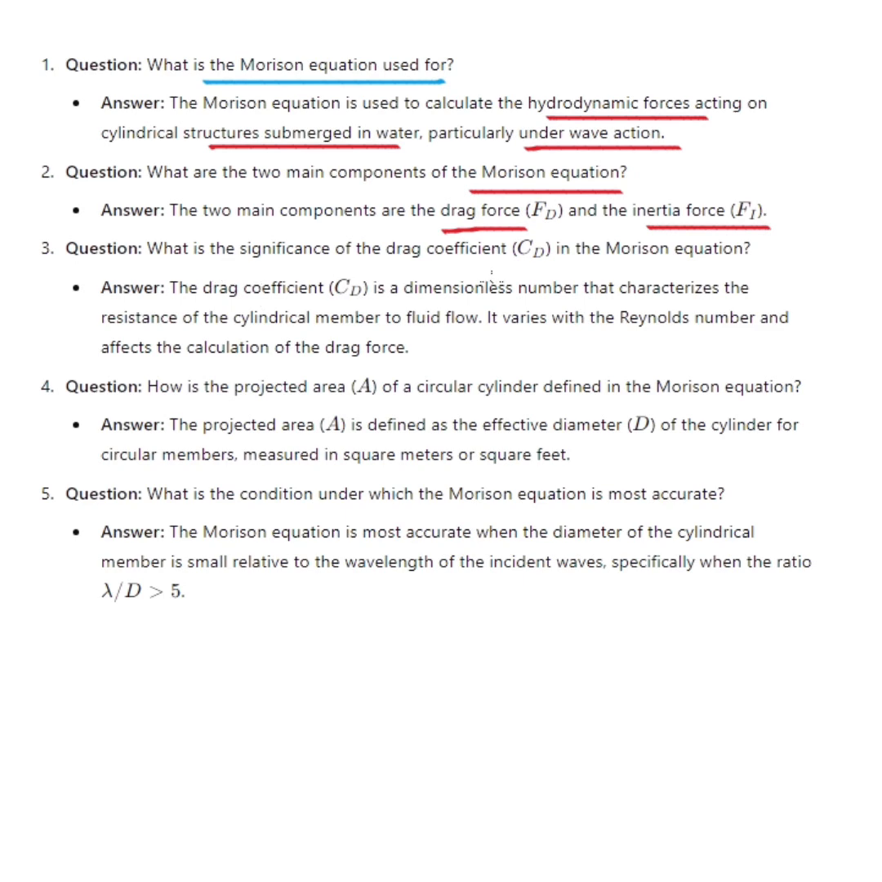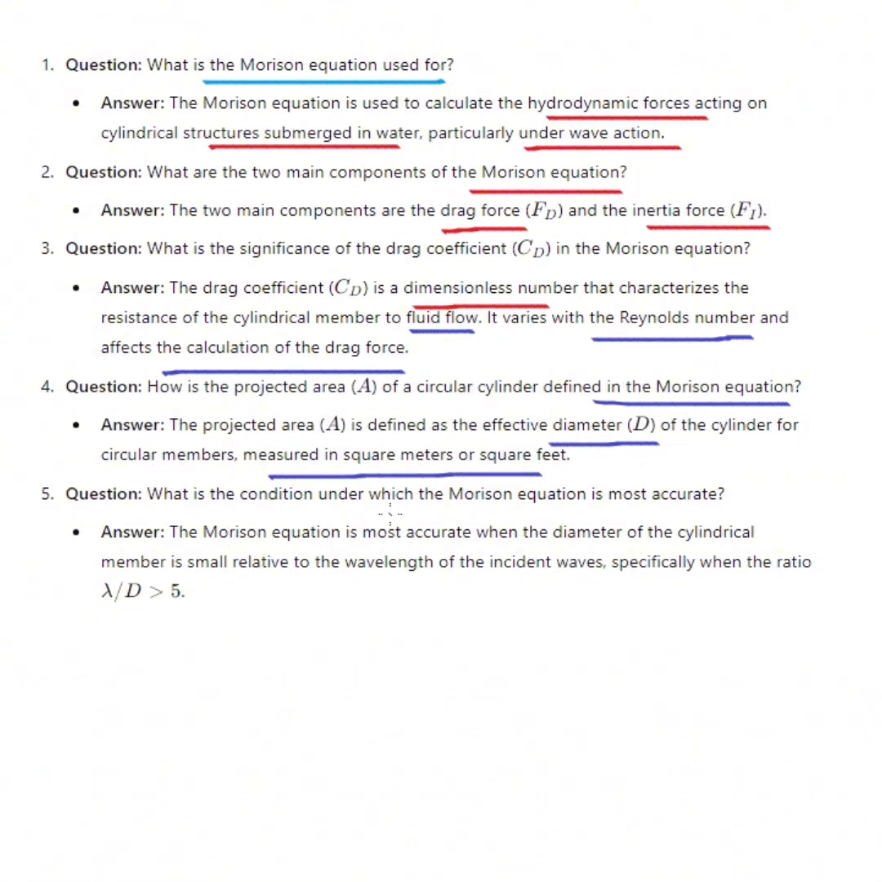What's the significance of the drag coefficient in the Morison equation? The drag coefficient is a dimensionless number that characterizes the resistance of the cylindrical member to the fluid flow. It varies with Reynolds number and affects the calculation of the drag force. How is the projected area of the cylinder defined in the Morison equation? Projected area defines the effective diameter of the cylinder member, measured in square meters or square feet.